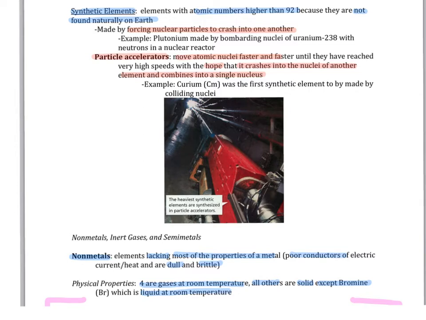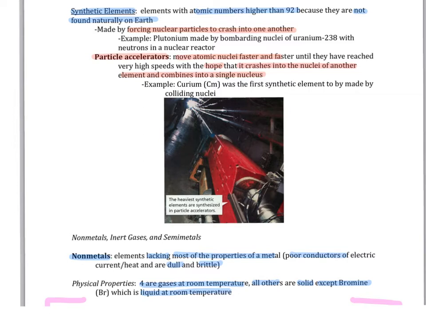Scientists use something called a particle accelerator, which moves atomic nuclei faster and faster until they've reached very high speeds, hoping that it crashes into the nuclei of another element and combines into a single nucleus. This is an example of a particle accelerator. You can see it uses a very long distance in order to allow those particles to gain the proper speed.